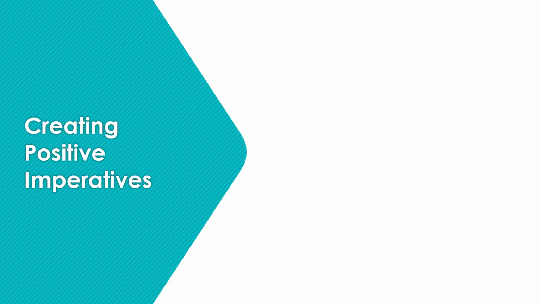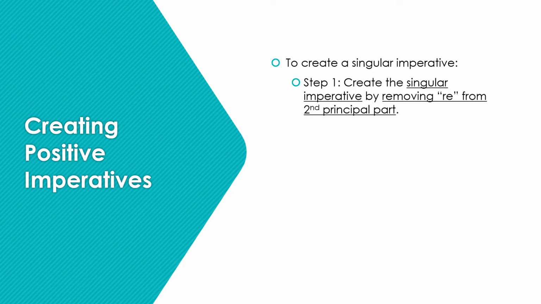Let's look at how to create positive imperatives. If we're creating a singular positive imperative, we have only one step that we have to do. And that is we're going to create the singular positive imperative by removing RE from the second principal part of the verb we're working with. And that is all we have to do to create the singular positive imperative. We'll look at an example of this in just a moment.